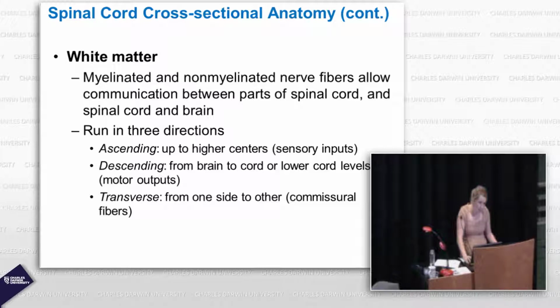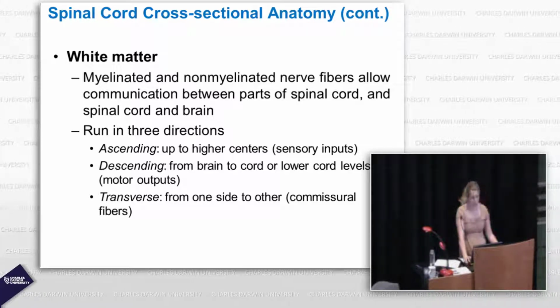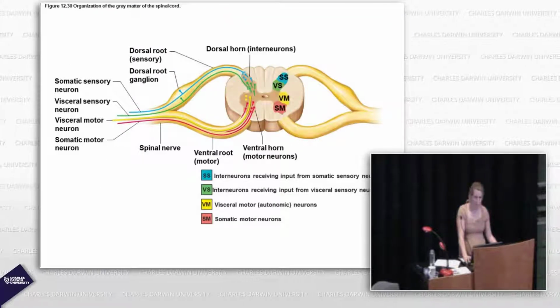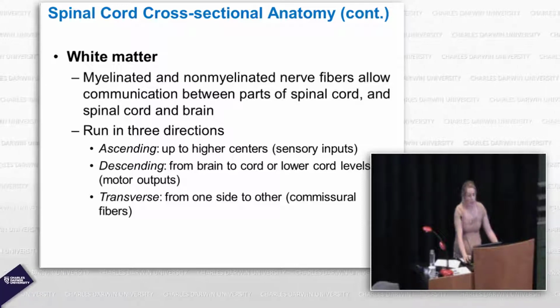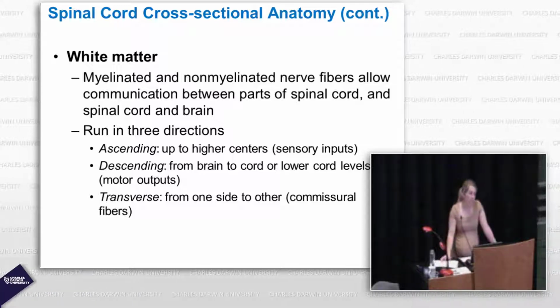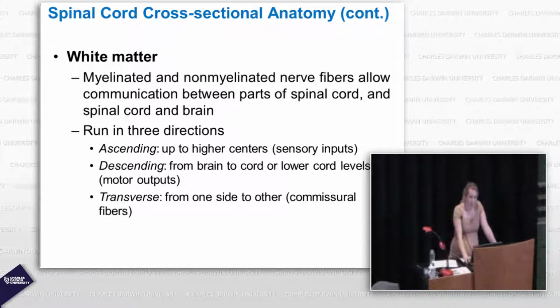Okay, so now we'll move on to the white matter. So obviously if you've got this grey matter H shape in the middle, around it we have this white matter. It's white because a lot of the fibres in this area are myelinated. And the main function of white matter is to allow communication between parts of the spinal cord and the spinal cord and the brain.